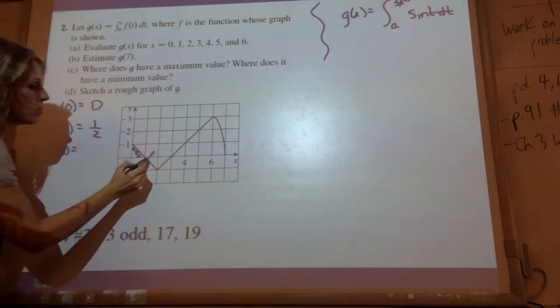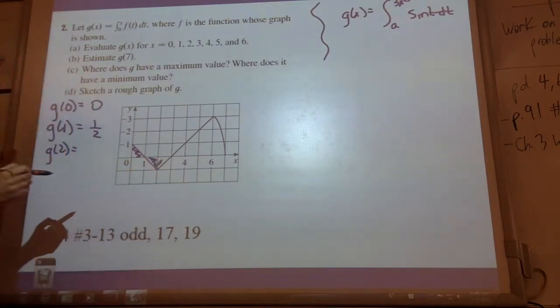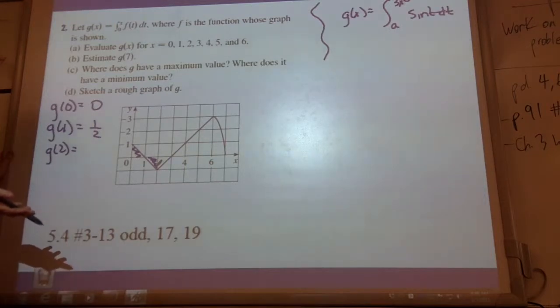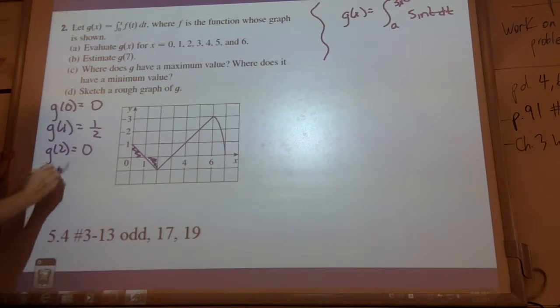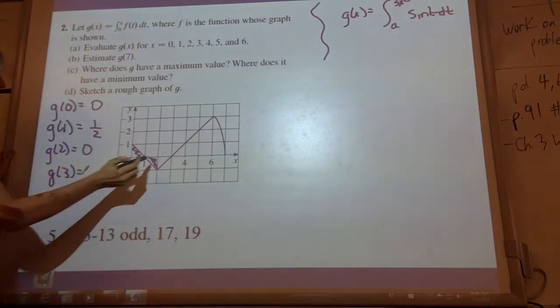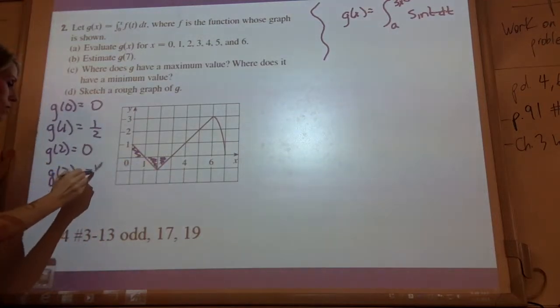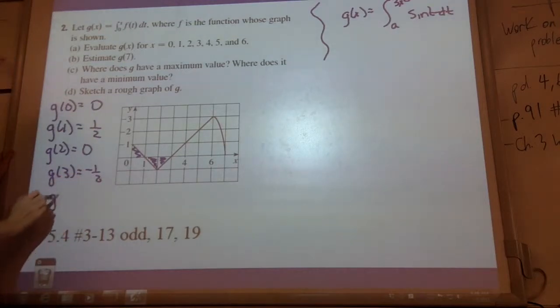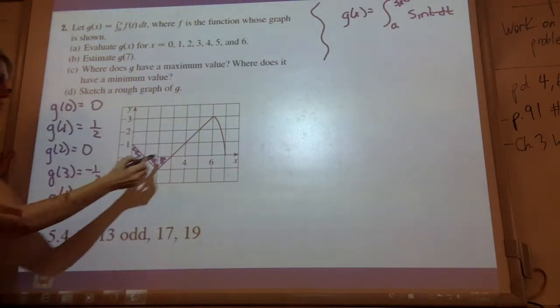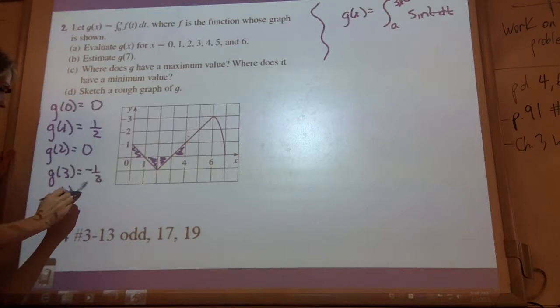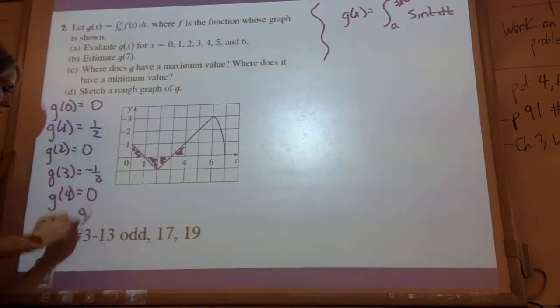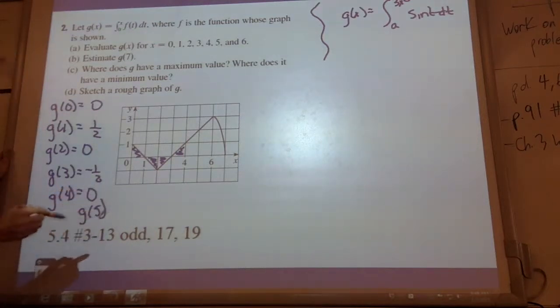g of 2 is 0. Good, because those two triangles have the same area, but one's positive, one's negative. They canceled each other out. g of 3 is -1/2. Then g of 4 is 0, and g of 5 is 1.5.